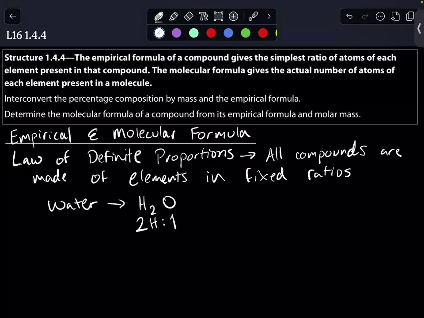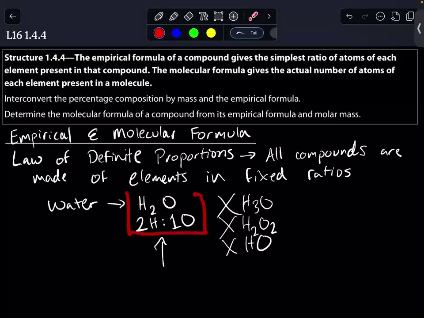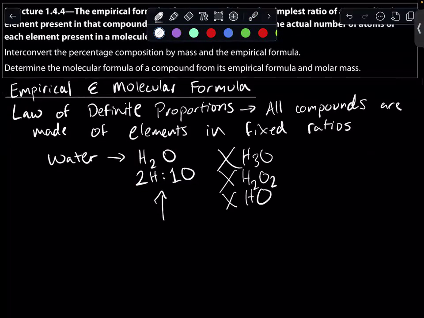to one oxygen. Water is not H3O. It is not H2O2. It is not HO. None of those are water. Water will always and forever be two hydrogens to one oxygen. Even more specifically, water is not H2O4. Well, that still has the same proportion of 2 to 1, or sorry, mixed that one up.